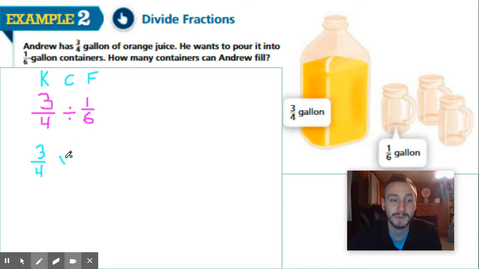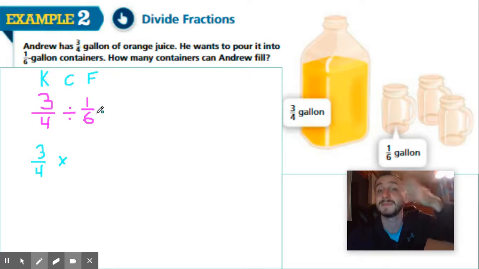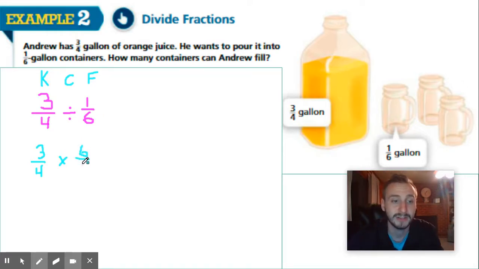Change to multiplication. Flip. What's the reciprocal of 1/6? 6/1. So we just flipped that fraction. And now we multiply like normal. 3 times 6 gives you 18. 4 times 1 gives you 4.